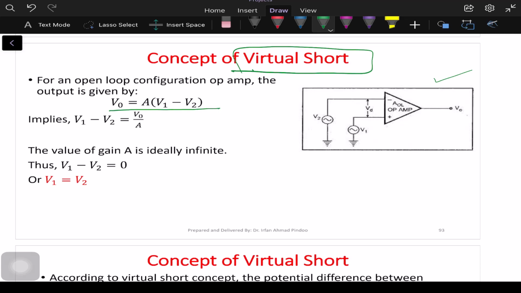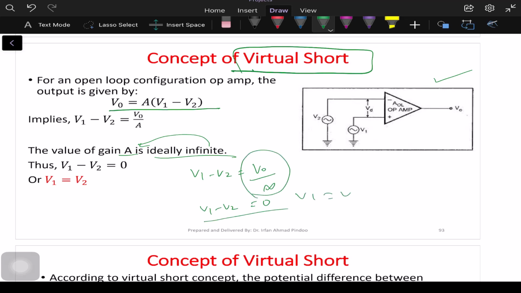So that means V1 minus V2 will be V0 upon A, and the A value we are considering ideally infinite. So if you put A value infinity, what will happen? V1 minus V2 will be equal to V0 over infinity. So V1 minus V2 will be 0, because anything divided by infinity is 0. So that means V1 will be equal to V2. It means the voltage V1 and the voltage V2 are almost equal. So this is the concept of virtual short.